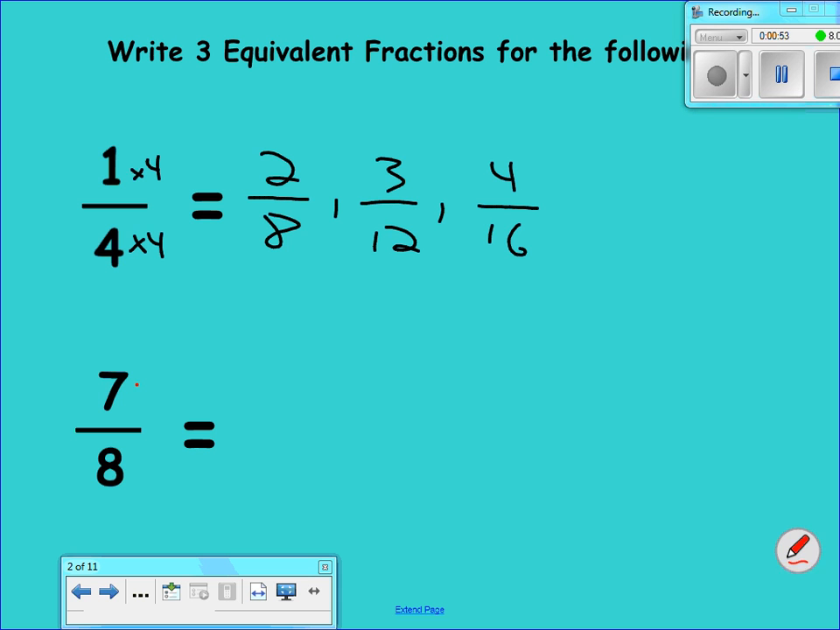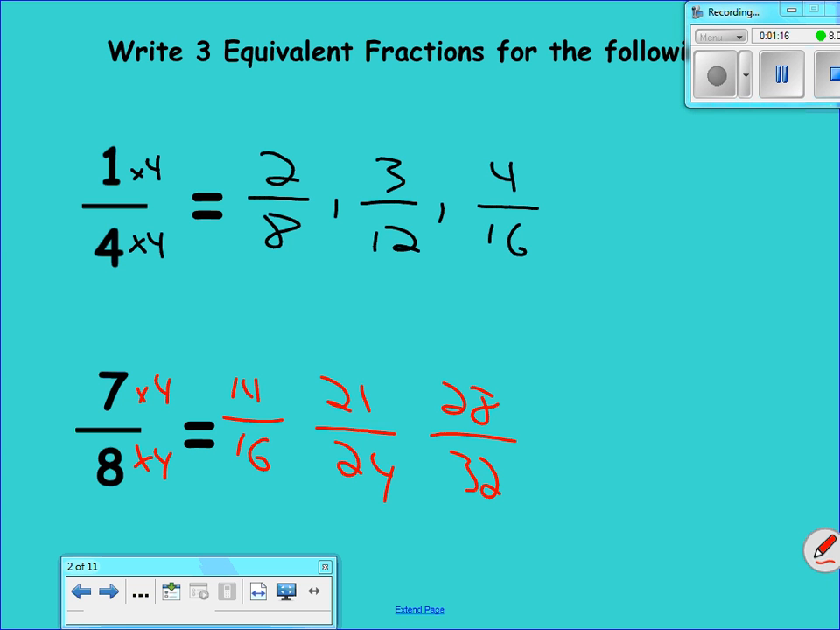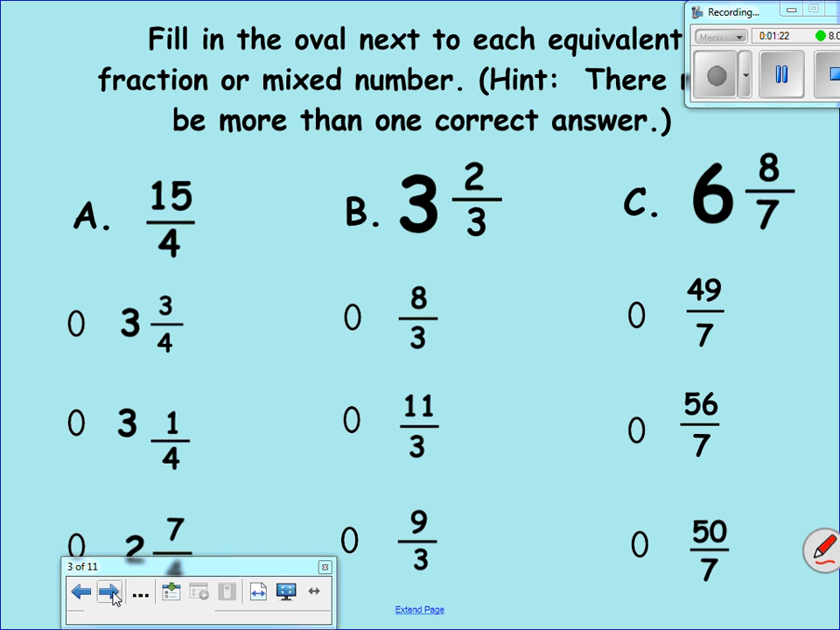First one here, we're going to multiply these both by 2. Gives me 14 over 16. Let's multiply them both by 3. Gives me 21 over 24. And the last one, we're multiplying them both by 4. 28 over 32. Pretty basic, pretty easy. If we're finding equivalent fractions, whatever we're multiplying on the top, we're multiplying on the bottom. Same thing with division, okay?